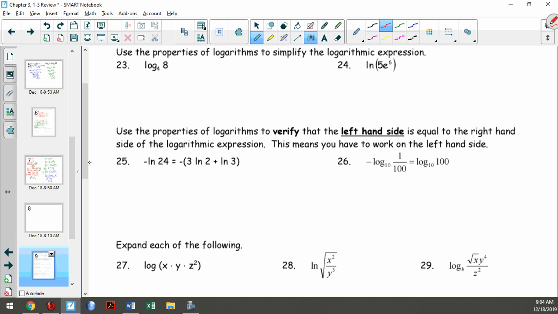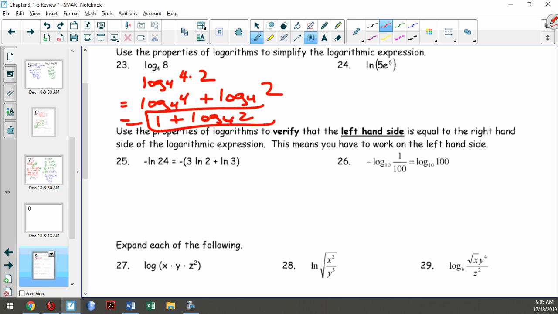23. I have log base 4 of 8. So log base 4 of 8, 8 is going to be 4 times 2. Would you agree? And in log world, multiplication means what? So that's log base 4 of 4 plus log base 4 of 2. Yes? Okay. Now, what is log base 4 of 4? It cancels out to give you what value? It is a 1. So this is going to be 1 plus log base 4 of 2. Done.